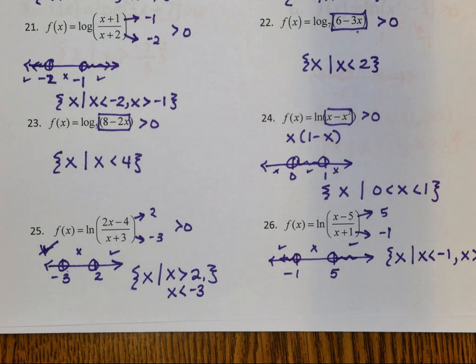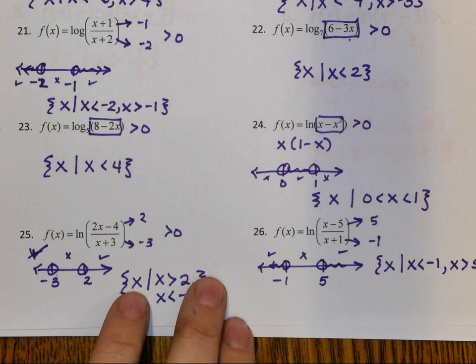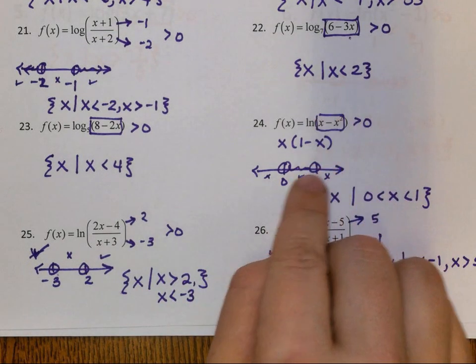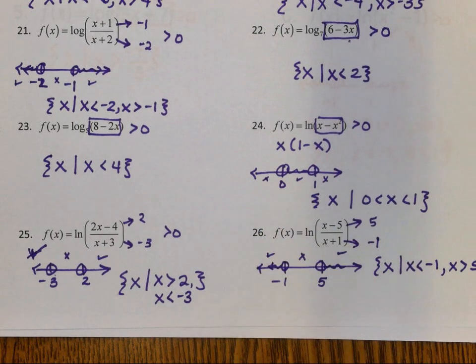For number 24, can you rewrite the answers like parentheses 0, 1 parentheses? Oh, you're talking about interval notation? Yes, that's perfectly fine. This one can be written as a parenthesis 0, comma, 1 parenthesis.